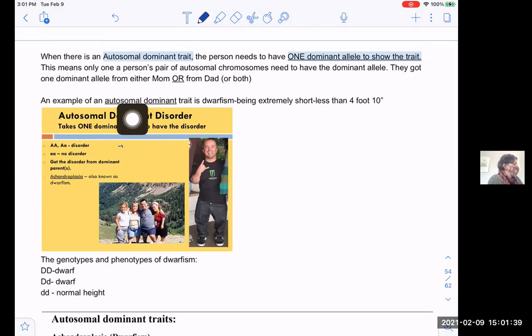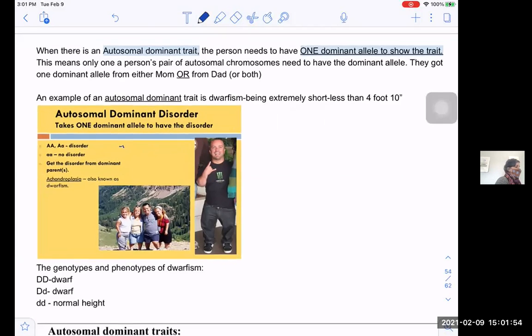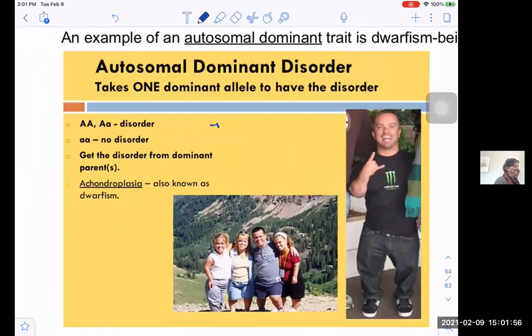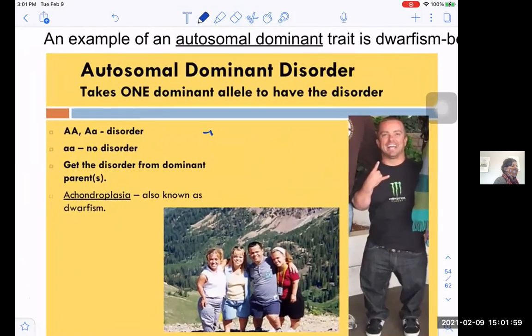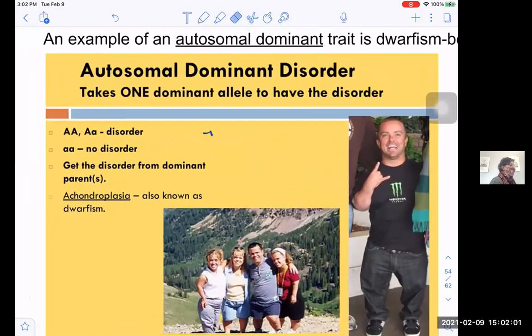So an example of this is dwarfism. So the definition of being a dwarf is being extremely short, so less than 4'10" is the definition at adulthood. And so let's take a look at how this is different than autosomal recessive. So first thing is you only need one dominant allele and you have the disorder. So there's no carriers.